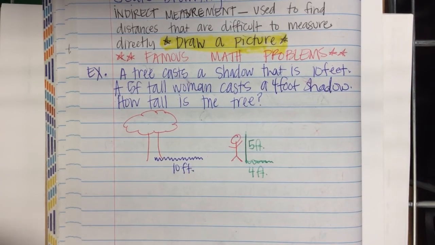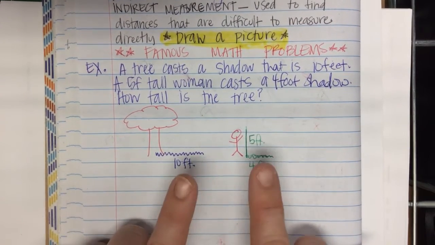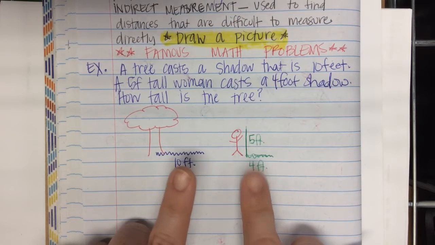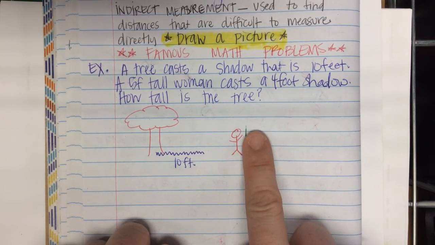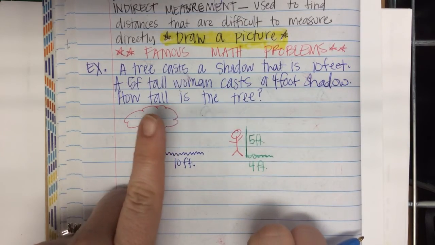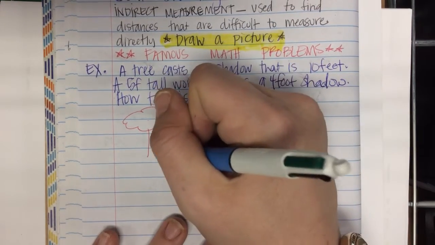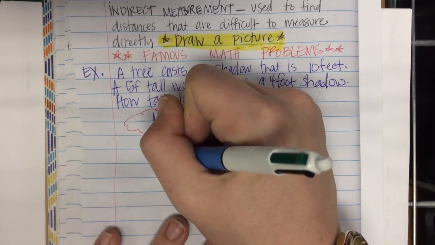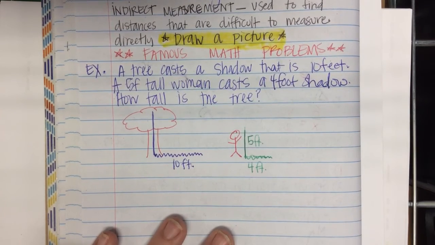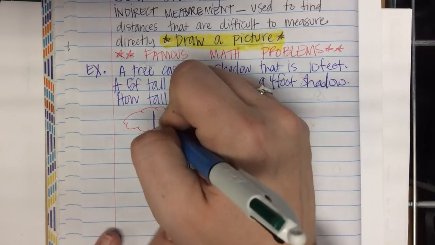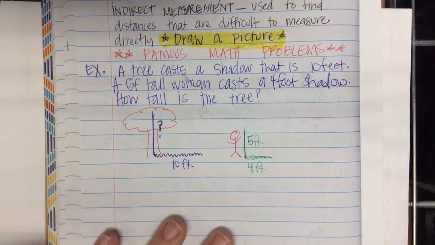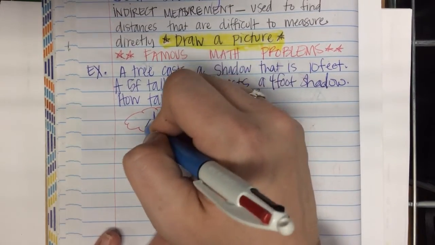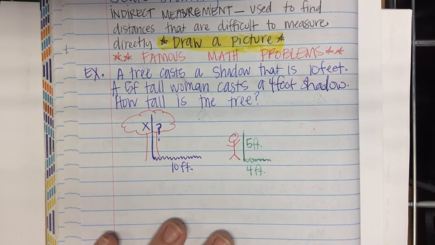An indirect measurement tells us if we know two of the same things, if I know both the shadows and one of the heights, I can figure out the other height. So I want to know how tall is the tree. I could put a question mark here, but since we are going to be algebra students, we don't want to put a question mark. We want to put the variable x.